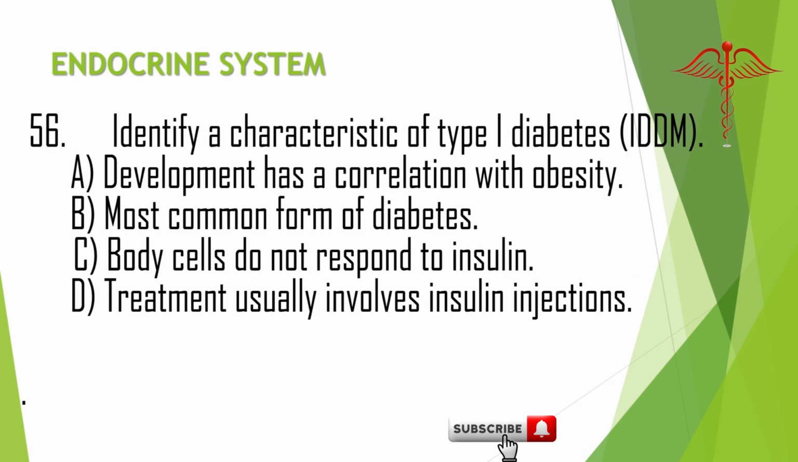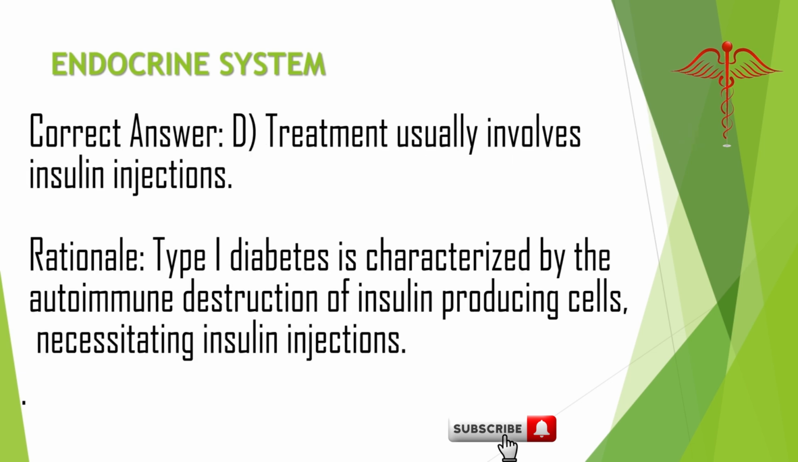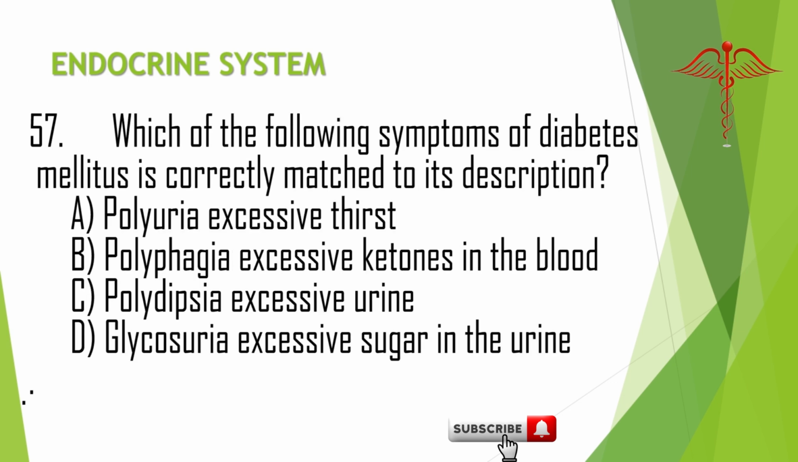56. Identify a characteristic of type I diabetes, IDDM. A. Development has a correlation with obesity. B. Most common form of diabetes. C. Body cells do not respond to insulin. D. Treatment usually involves insulin injections. Correct answer: D. Treatment usually involves insulin injections. Rationale: type 1 diabetes is characterized by the autoimmune destruction of insulin-producing cells, necessitating insulin injections.